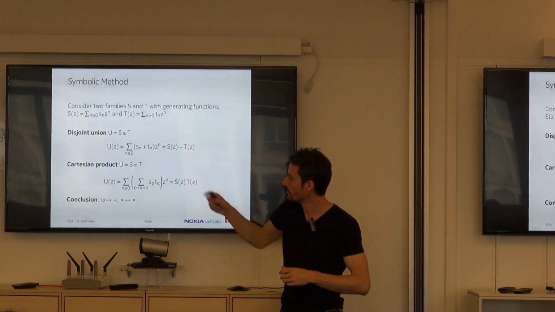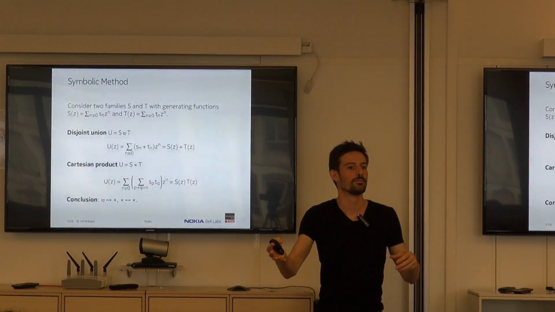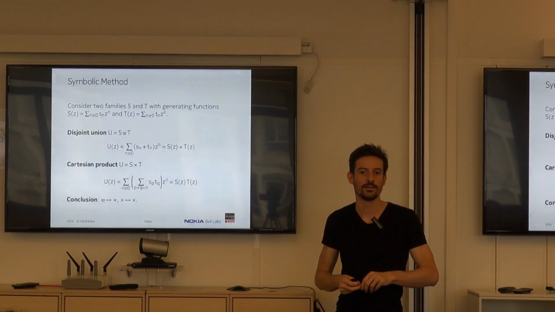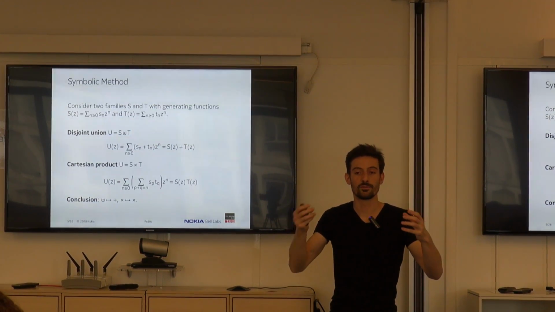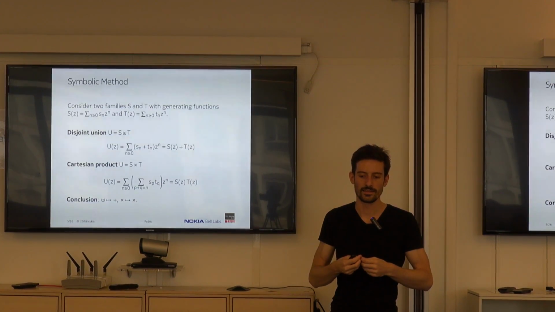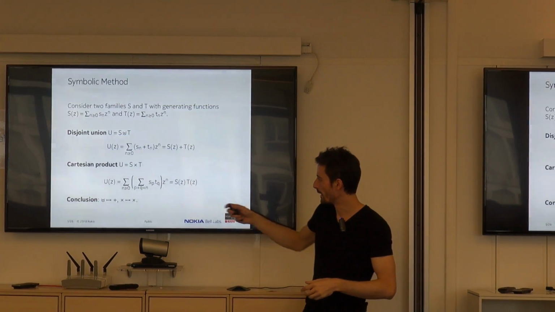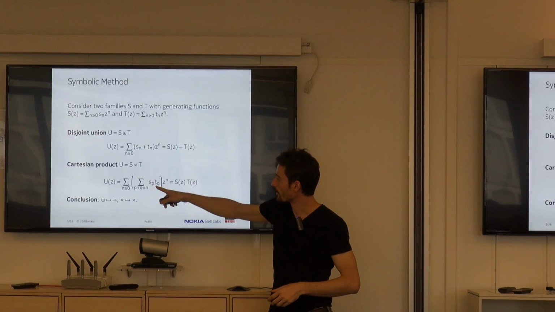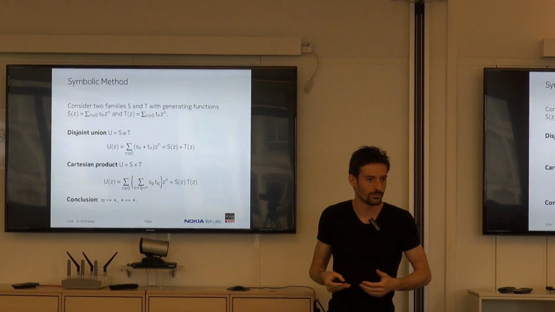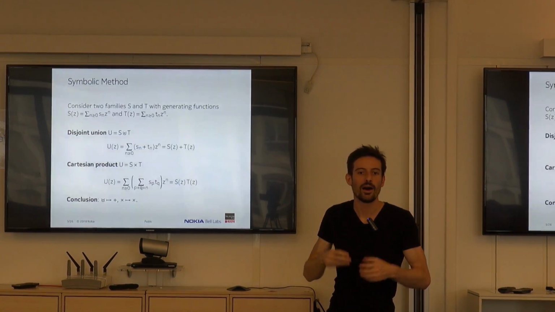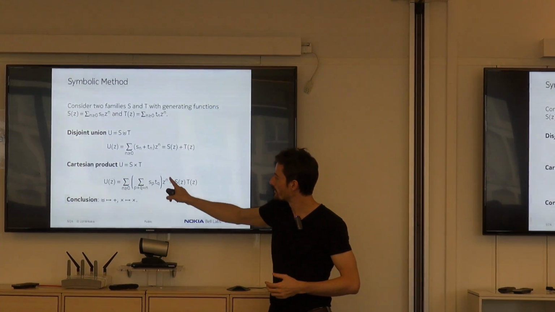Say that the objects in U are pairs where the first element is a cycle and the second element is a tree. And I want to know how many objects in U I have with n vertices in total. So the n vertices have to be split, part of them given to the cycle and part of them to the tree. Say I have P vertices in the cycle and Q vertices in the tree, then the sum must be n to have n vertices in total. And when I ask how many objects in U I have with n vertices, I obtain this simple formula here.